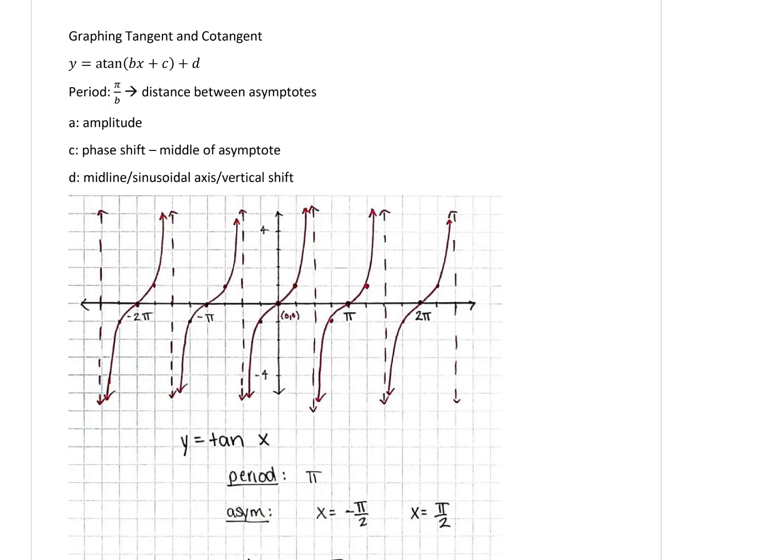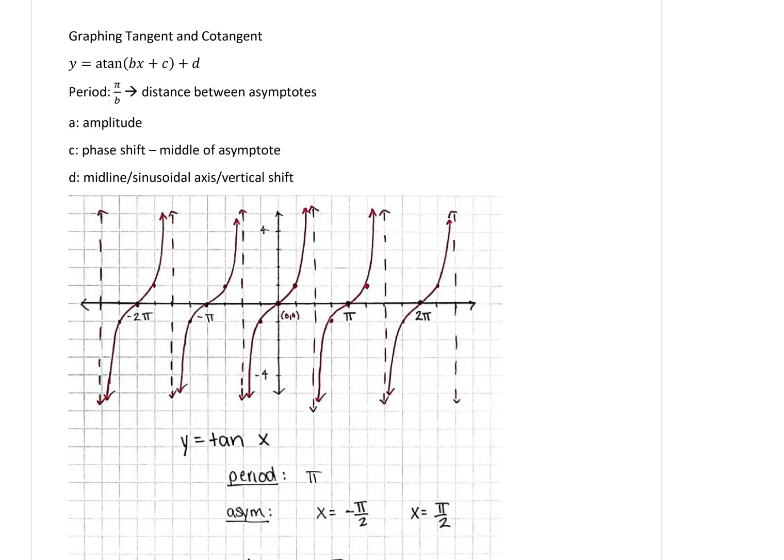We have an amplitude, which is in front of the tangent. Then we have a b value that would indicate what our period is changed to be. And then c is the phase shift, and then d is the vertical shift or the new axis. In its parent form, the axis is at y equals 0.